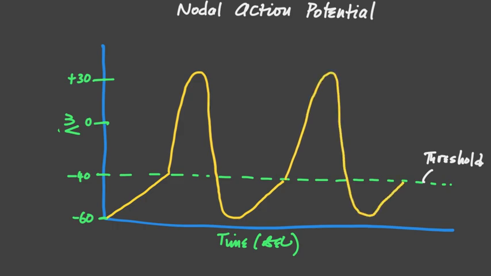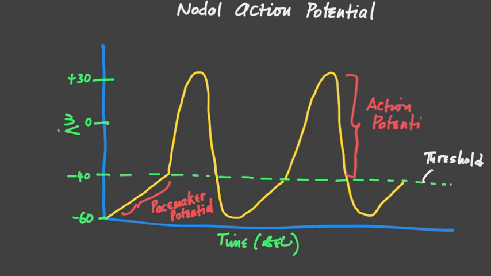From minus 60 to minus 40, we call it the pacemaker potential. This is in place of a resting membrane potential, which the heart does not have. It has a pacemaker potential in the SA node. So the action potential has a depolarization phase and a repolarization phase. The depolarization phase is caused by calcium, and the repolarization phase is caused by potassium.